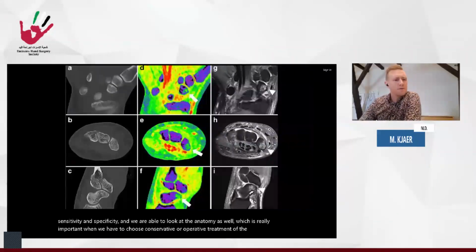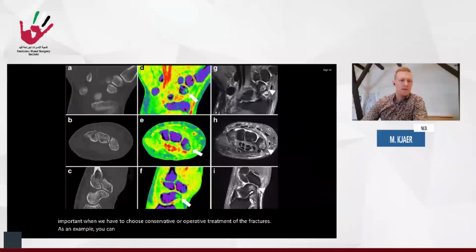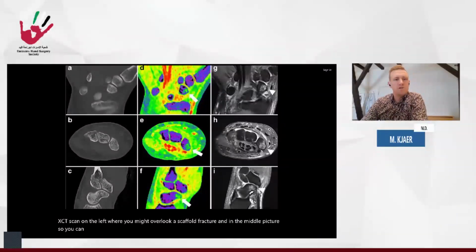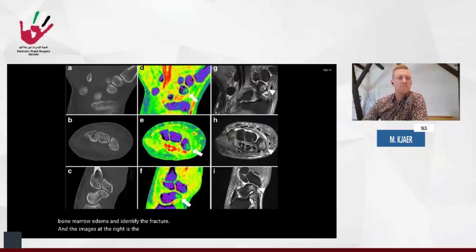As an example, you can see a conventional CT scan on the left, where you might overlook a scaphoid fracture, and in the middle pictures you can see the dual energy CT, with high sensitivity and specificity, can find the bone marrow edema and identify the fracture. And the images on the right are the MRI, just for comparison.